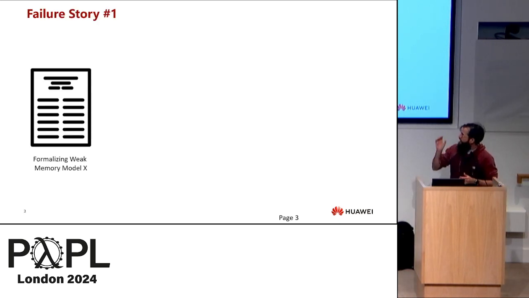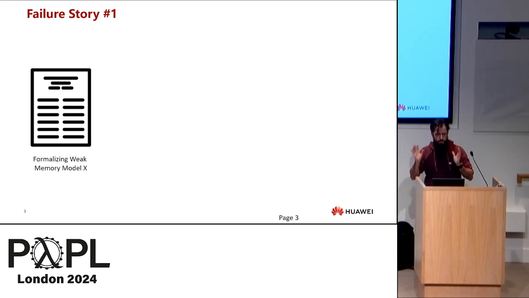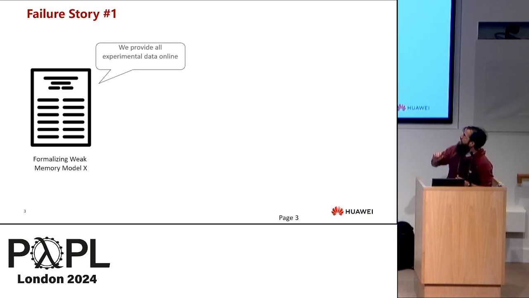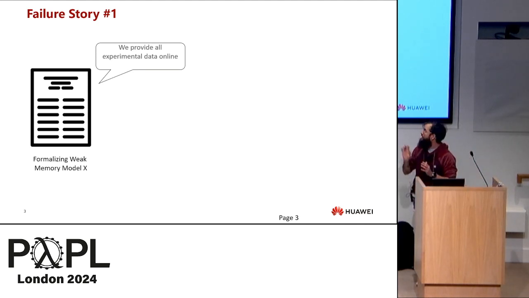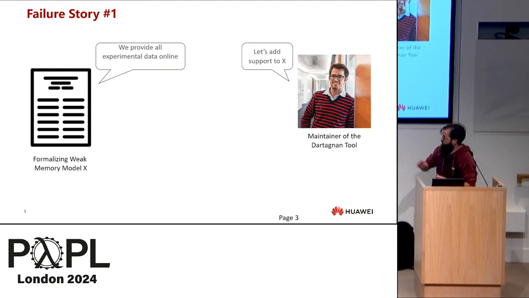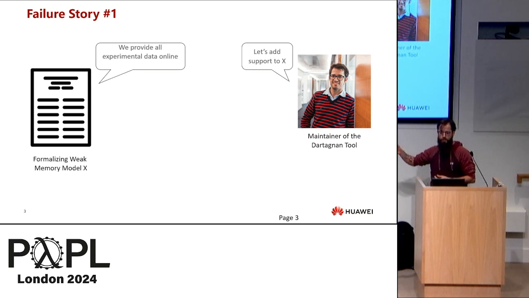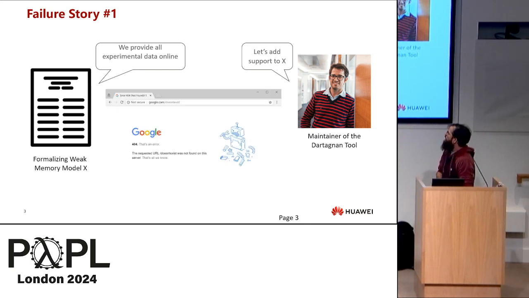So the first example was about a paper formalizing some memory model, a very nice paper. It was not just about the formalization, but they had a very nice empirical evaluation showing that the hardware was actually conforming to the formal model. And one of the nice things is that they say, okay, we provide all the experimental data online. So in one of my roles, for those who don't know, I'm developing a tool called Dartagnan that can handle many different models. And I said, cool, there's a new memory model, so let's add support to my tool. And then when I tried to access the data from there, error.